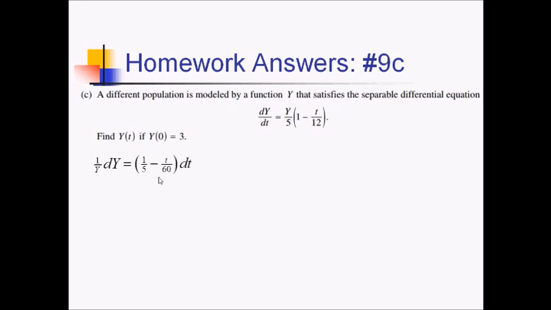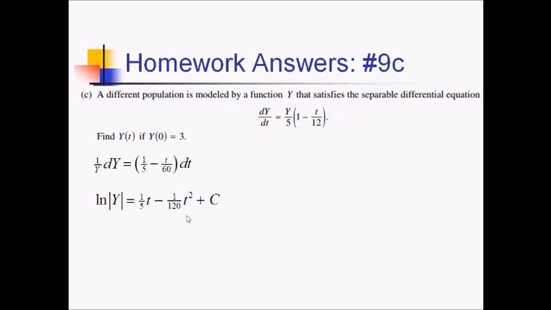And now let me go through and take my antiderivatives. So on the left side, I've got ln absolute value of y. On the right side, this will be 1/5 t. This is going to be, let's see, this bumps up to a 2. Dividing by that, I have minus t squared over 120, or 1 over 120 t squared. And then don't forget the plus c.